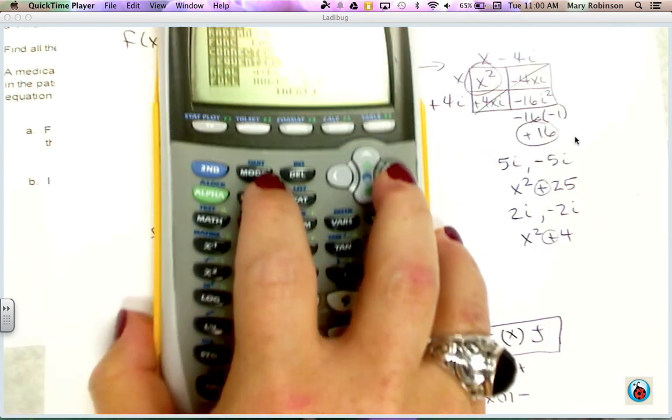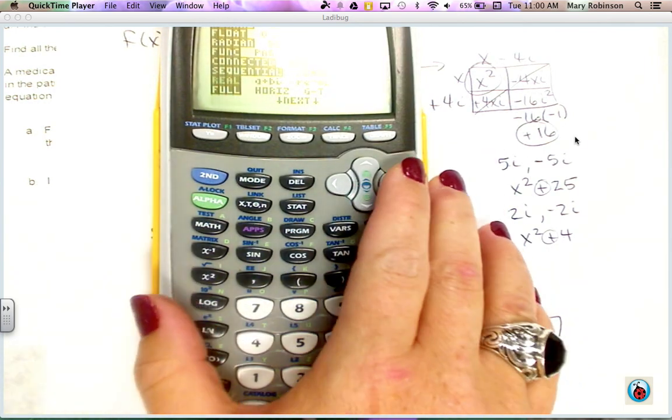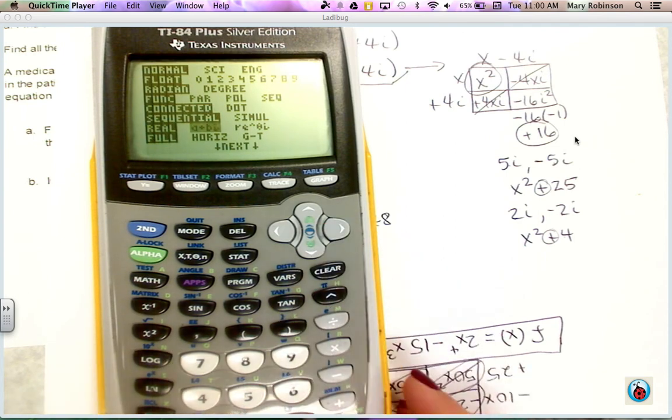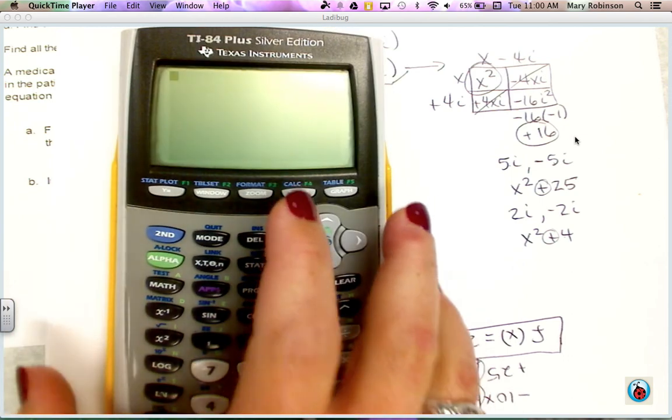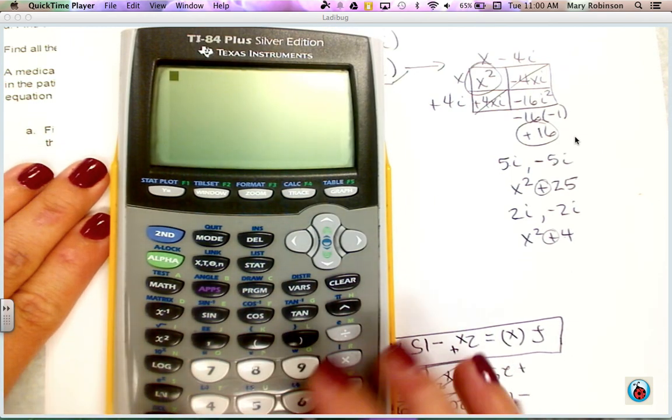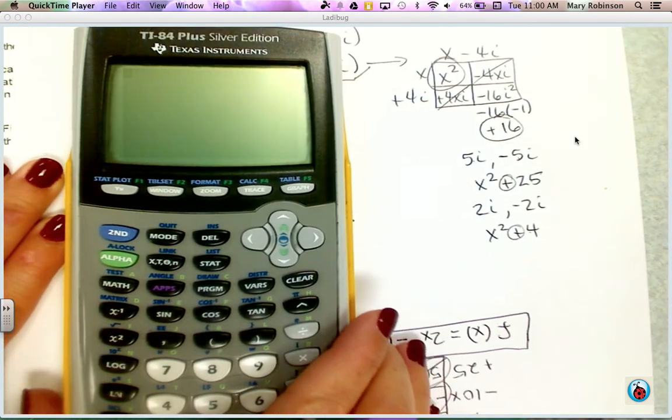First thing you need to do is hit mode and change your mode from real mode to a plus bi. Hopefully you recognize that as the form of a complex number. And now that means on your home screen, remember we had already stored a value for x. It really doesn't matter what we've stored for x.